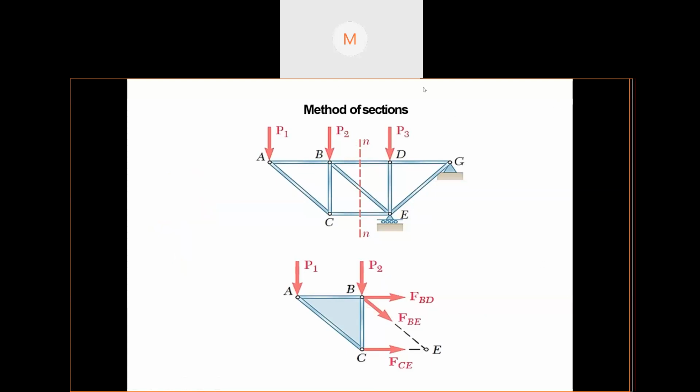So in this way, the two methods of analysis, that is method of sections and method of joints, are used. These methods are basically applicable for truss analysis. Are you clear with all these things?